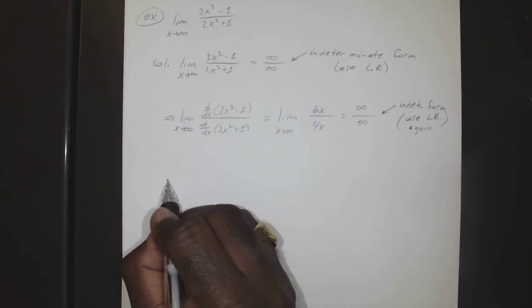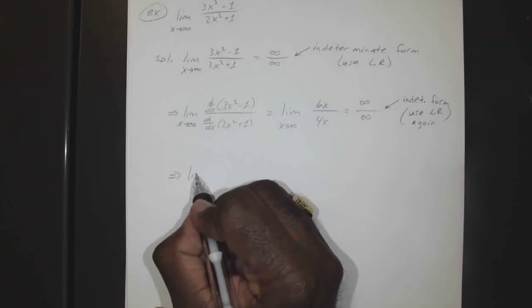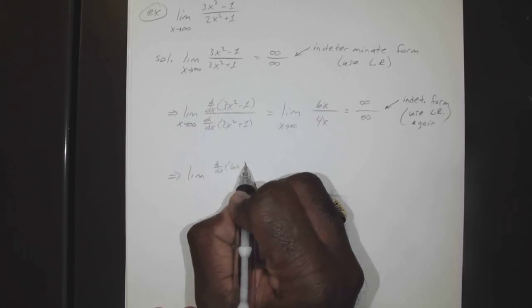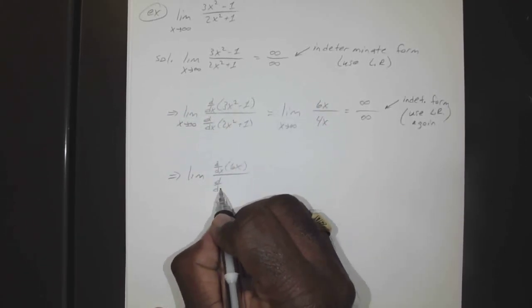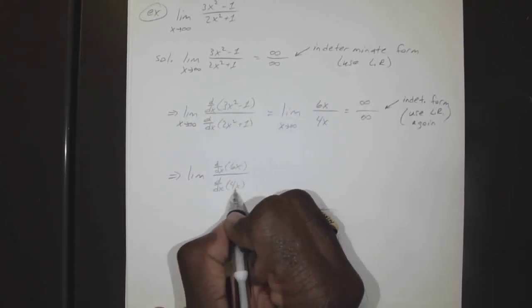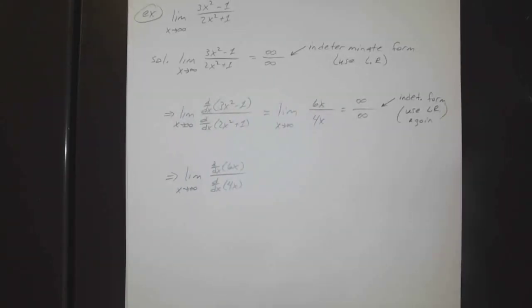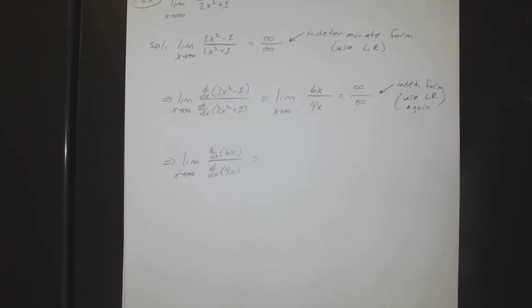Yep, so that ends up giving you 6 over 4. Let me write it out: the derivative of 6x over the derivative of 4x as x approaches infinity. It's not a double derivative, it's still the normal first derivative. Technically you're doing the second derivative, but you take the derivatives one at a time.